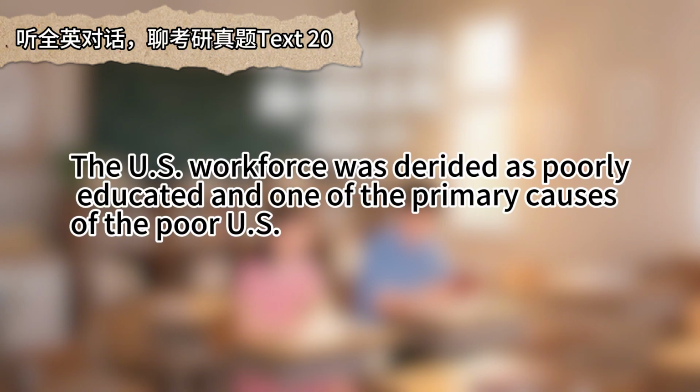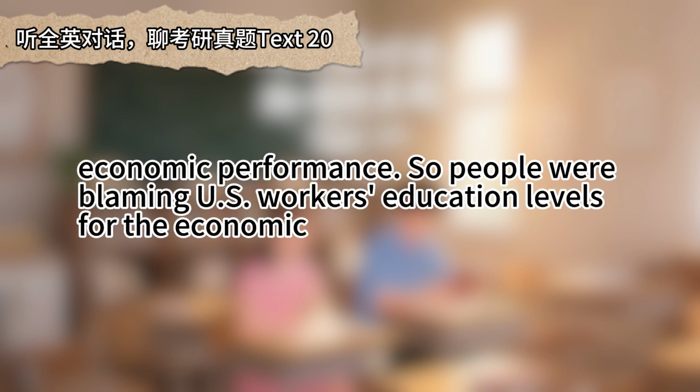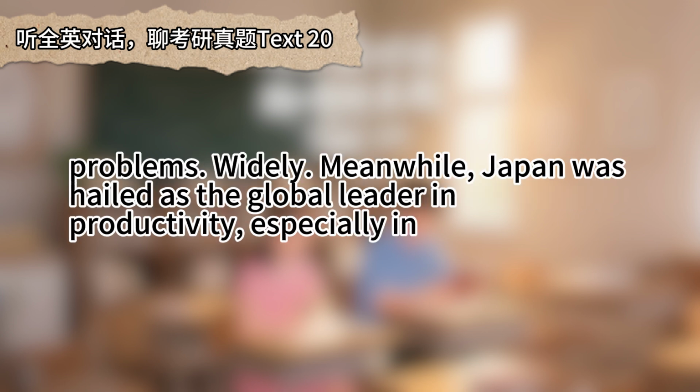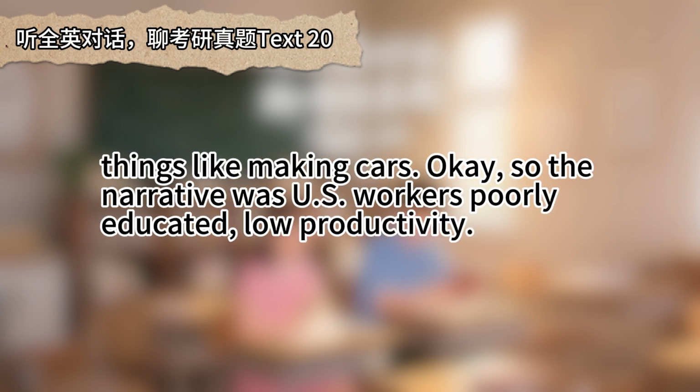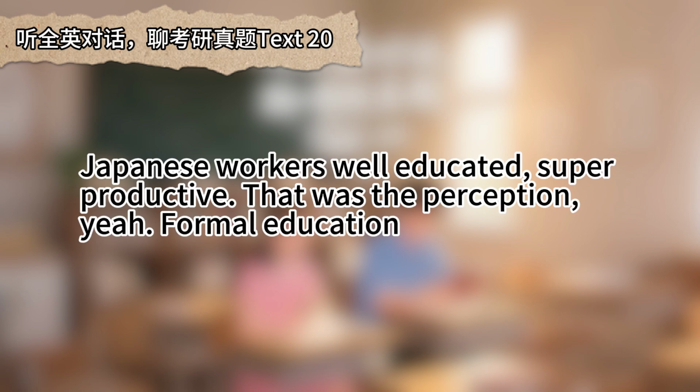And the irony comes from the common thinking back then. The U.S. workforce was derided as poorly educated and one of the primary causes of the poor U.S. economic performance. So people were blaming U.S. workers' education levels for the economic problems. Widely. Meanwhile, Japan was hailed as the global leader in productivity, especially in things like making cars. Okay, so the narrative was U.S. workers poorly educated, low productivity. Japanese workers well-educated, super productive. That was the perception, yeah.